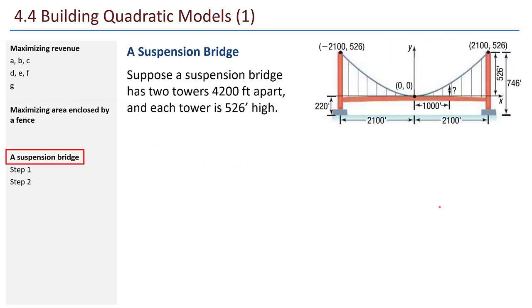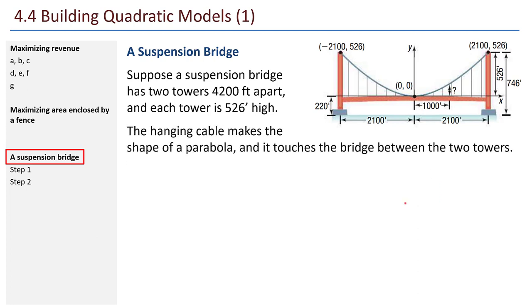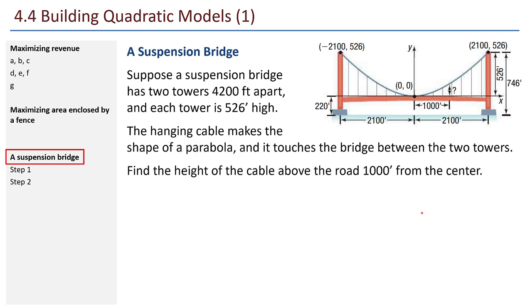A suspension bridge. Suppose a suspension bridge, as pictured here, has two towers 4,200 feet apart, and each tower is 526 feet high. The hanging cable makes the shape of a parabola, and it touches the bridge between the two towers. Now, a little aside here, in real life, the cable doesn't really make the shape of a parabola, but it is pretty close, so we can run with it. Here's the question. Find the height of the cable above the road 1,000 feet from the center.